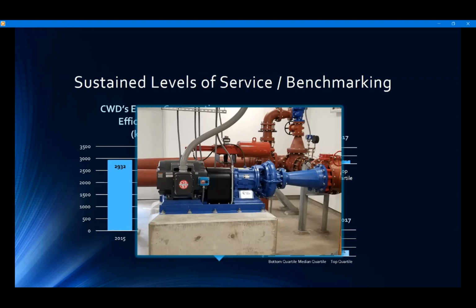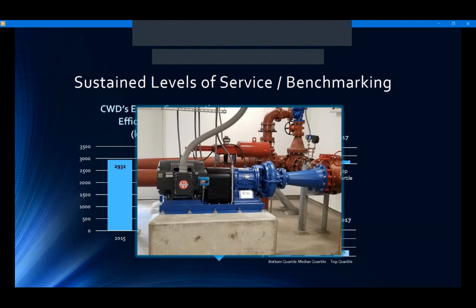So the district could have settled for operational efficiencies as being good enough to meeting our benchmark and meeting our goal, but we reevaluated our levels of service and asked, could we do better? And this allowed us to capture this opportunity to spend a little more capital on a project for a huge ROI.